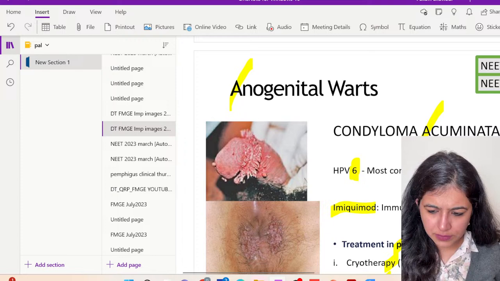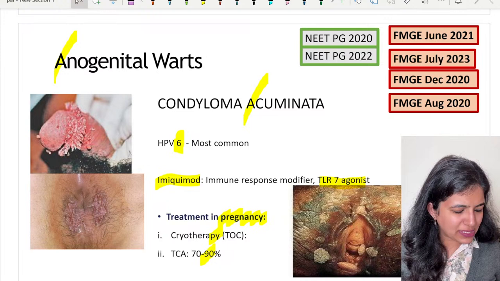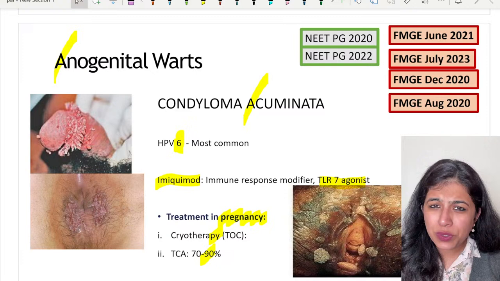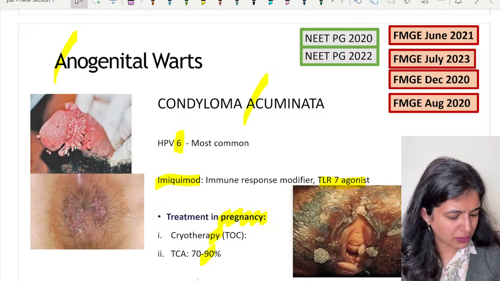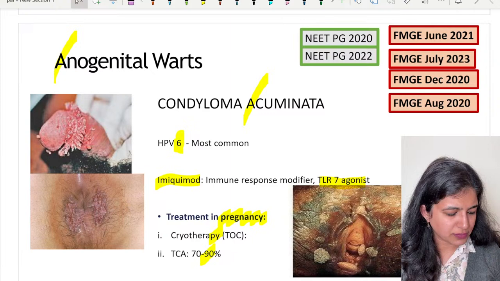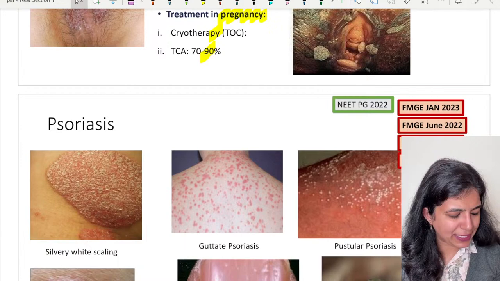So these are anogenital warts. Can you tell me what is the kit that we will use in urethral discharge? Gray kit. What is the kit that is used in vaginal discharge? Green kit. What is the kit for PID?